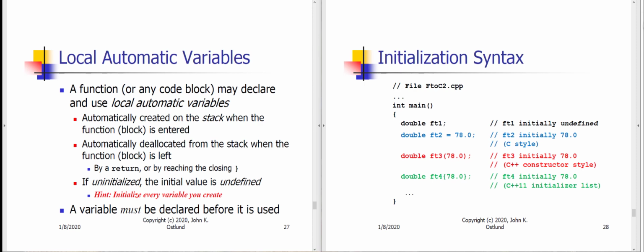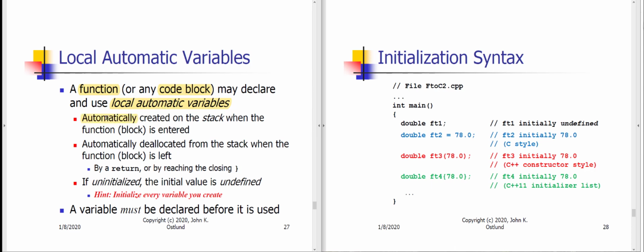Okay, now we would like to be able to carry these values that we're computing around in variables, and in a function, or for that matter, any block of code contained between curly brace characters, we can declare and use what are called local automatic variables. Now, local means that the variables are only usable within that block or within that function and are invisible outside of that block or function.